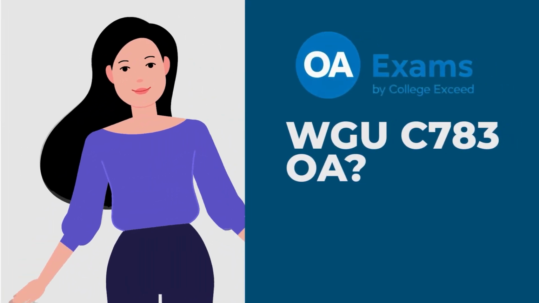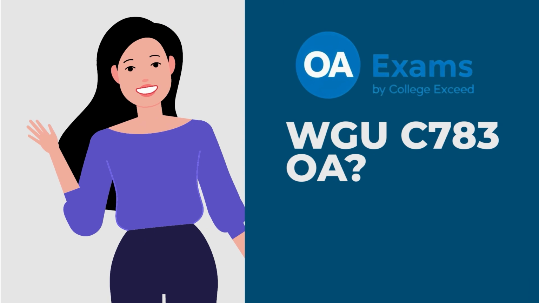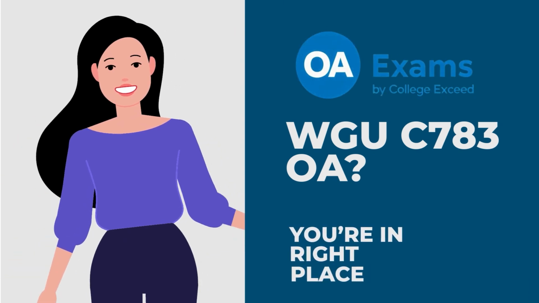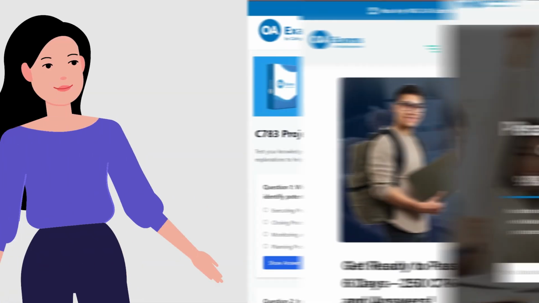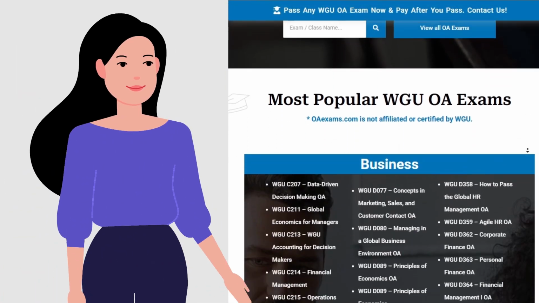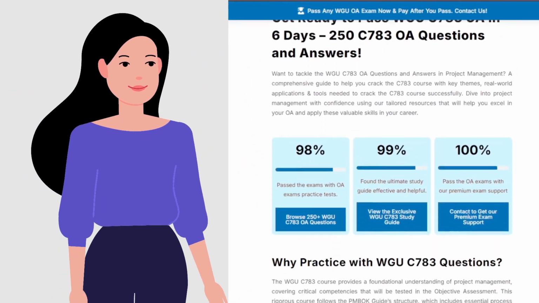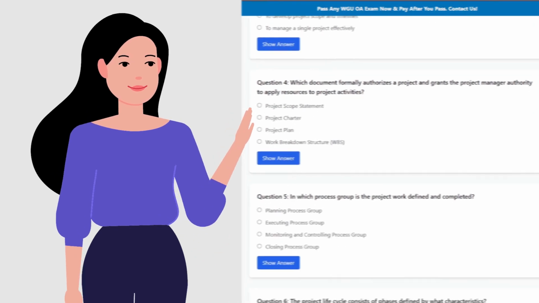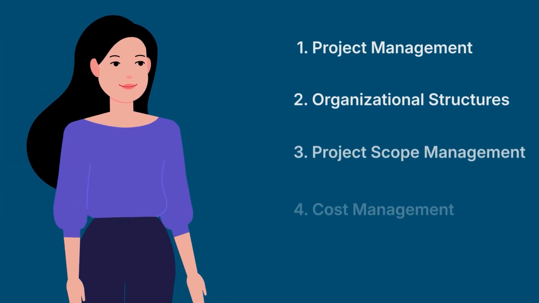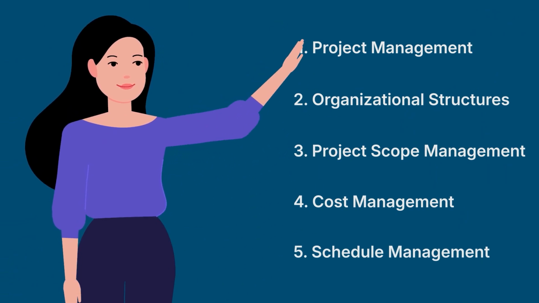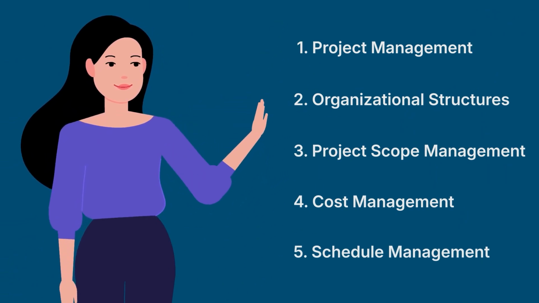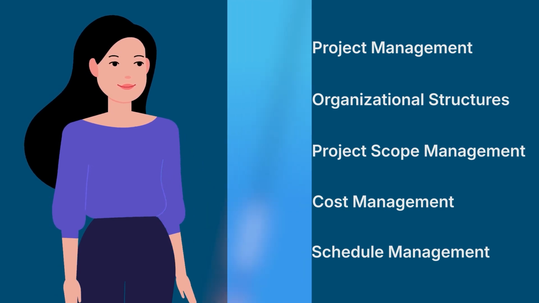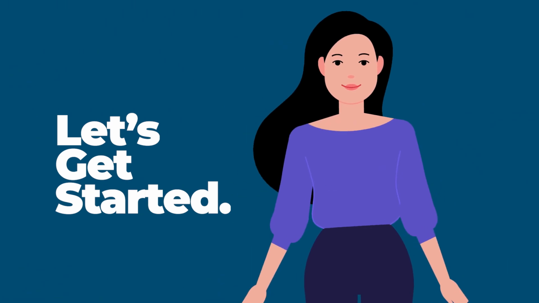Do you want to successfully complete the WGU C783 Objective Assessment for Project Management course? Then you're in the right place. Our website provides a list of questions and answers with an emphasis on preparing for your success in the Project Management C783 course. In this video, we will cover questions from Project Management Process Groups, Organizational Structures, Project Scope Management, Cost Management, and Schedule Management. So, let's get started.